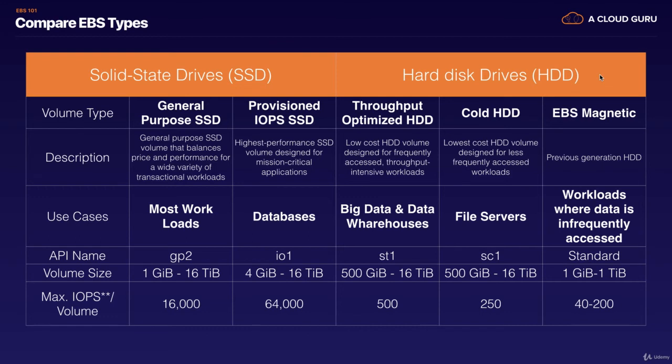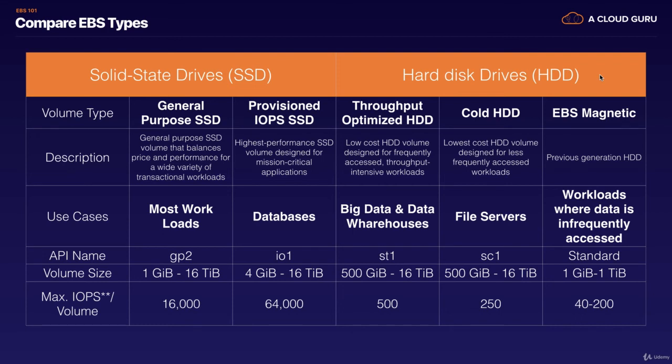Your cold hard disk drive is the lowest cost hard disk drive volume, and it's designed for less frequently accessed workloads. So this could be things like file servers, etc. And again, the IOPS on this is not great. It's 250.